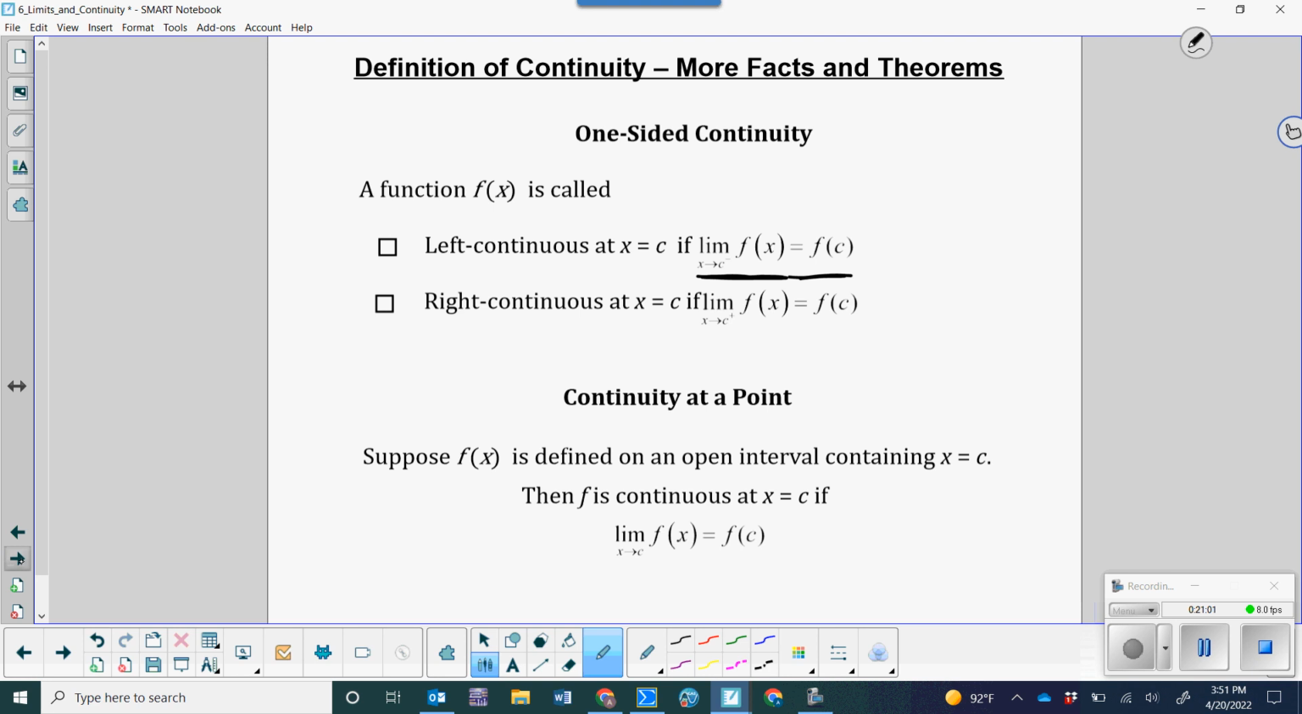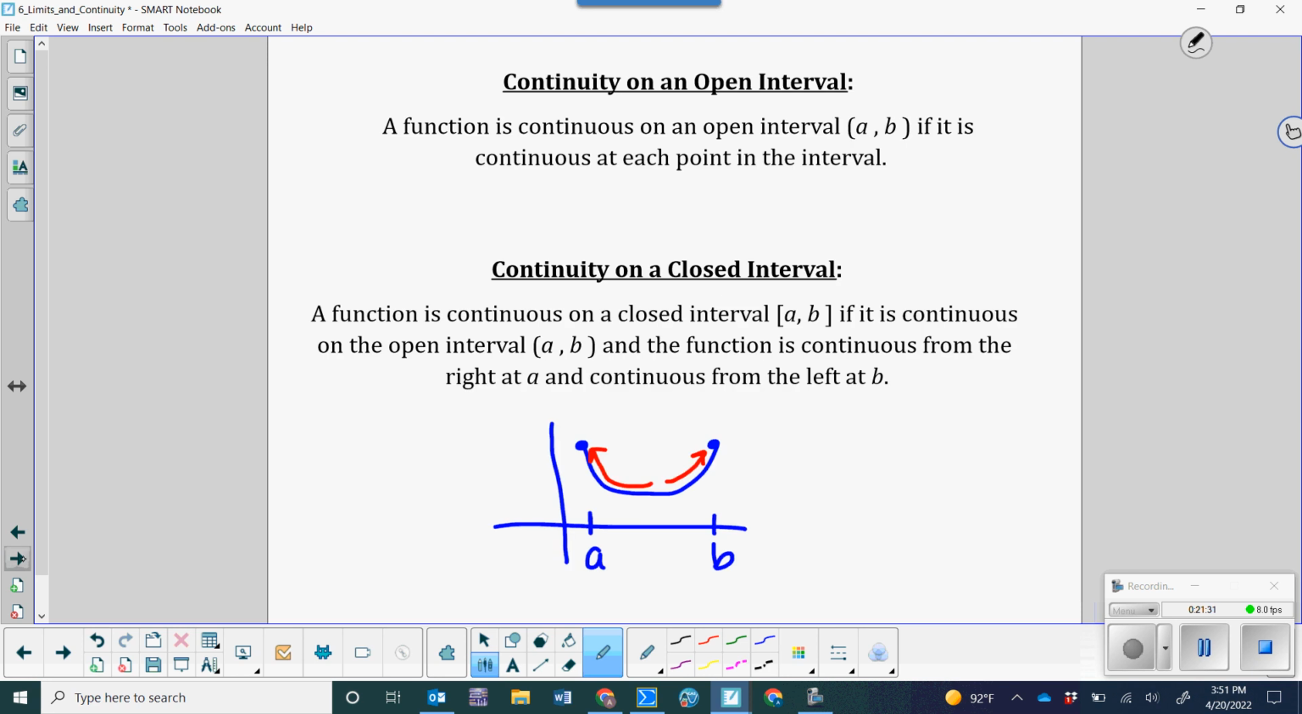Now, when we talk about continuity at a point, we would say that a function is continuous at a point x equals c if we have a function defined on an open interval that contains c. In other words, there's stuff from the graph on both sides of c. So it's an open interval. And we would say that the function is continuous there if the limit as you approach that point does in fact equal the function value.